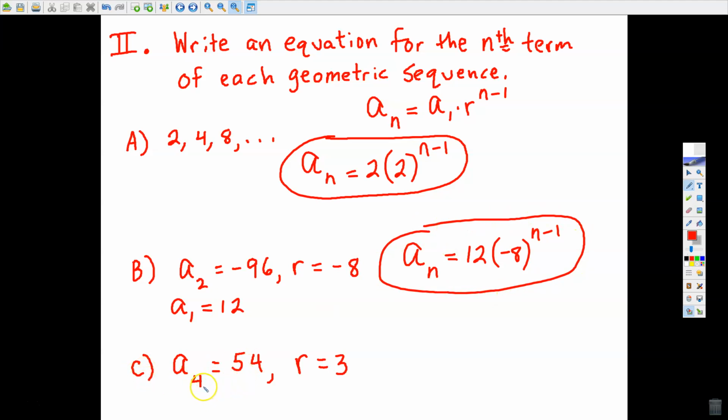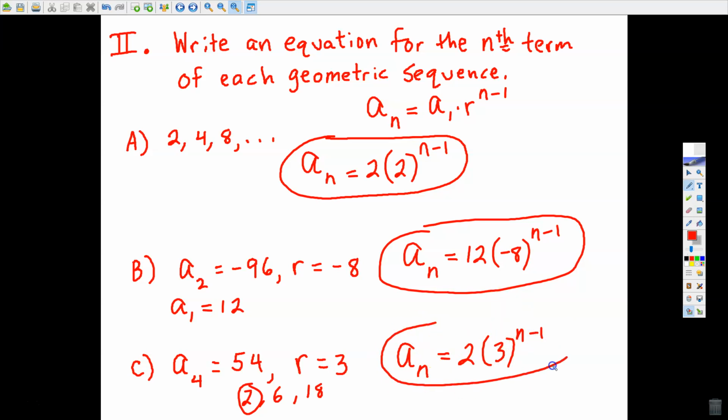And then letter C, we're given the fourth term, so we're going to have to do this division a few times to get us back to the first term. So 54 divided by 3 would be the third term. 18 divided by 3 would be the second term. 6 divided by 3 would be the first term. So here we go. We can find any nth term of this sequence by taking the first term, which is 2, multiplying by r, which is 3, raised to the n minus 1 power. All right, very good.